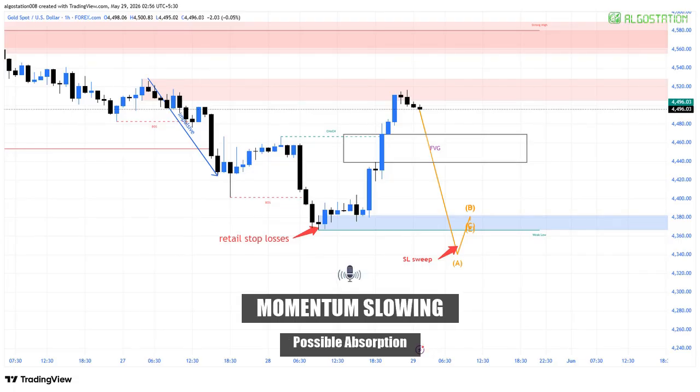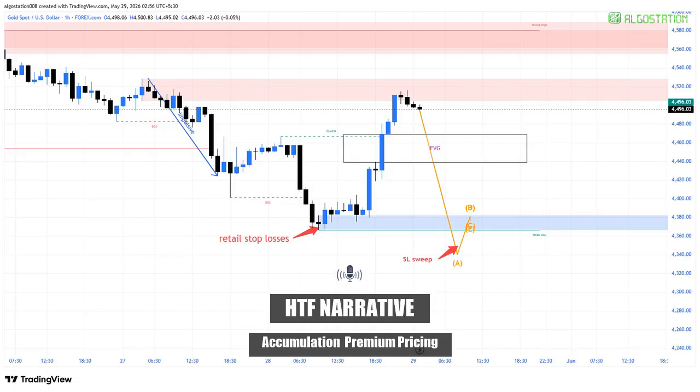Momentum is also beginning to slow near resistance. The initial expansion candles were extremely impulsive, but recent candles show smaller bodies and weaker continuation, a classic sign of absorption. So the higher time frame narrative is clear. Gold engineered a sell-side liquidity sweep, accumulated positions aggressively, and rallied into premium pricing. But now price enters a decision point between continuation and redistribution.